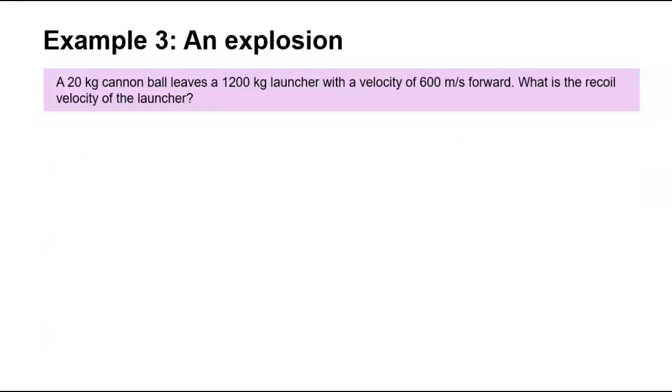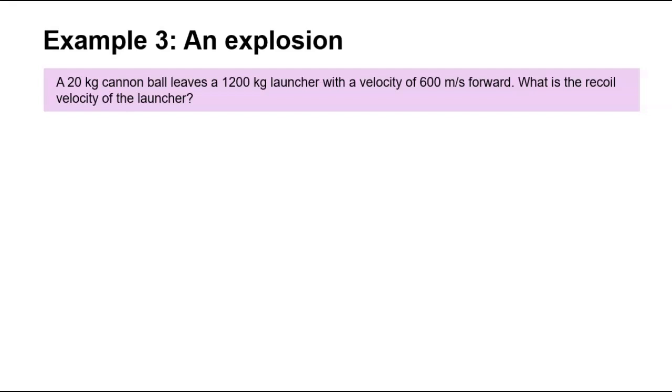All right, let's look at another example. And when you have impulse, impulse is equal to momentum. An impulse is an event. An event can be a collision or it can be an explosion. So in this problem, we're going to apply conservation of momentum to an explosion. So here's an explosion example. A 20 kilogram cannonball leaves a 1200 kilogram launcher with a velocity of 600 meters per second forward.